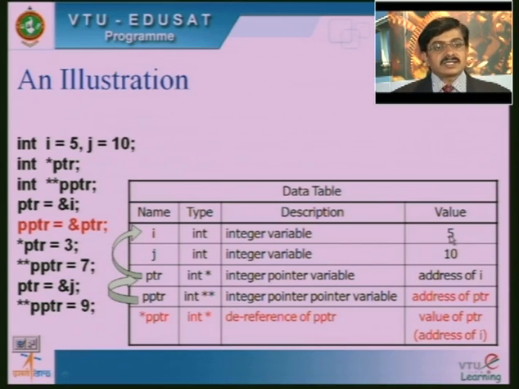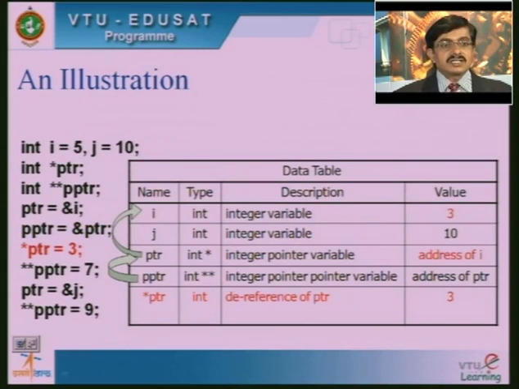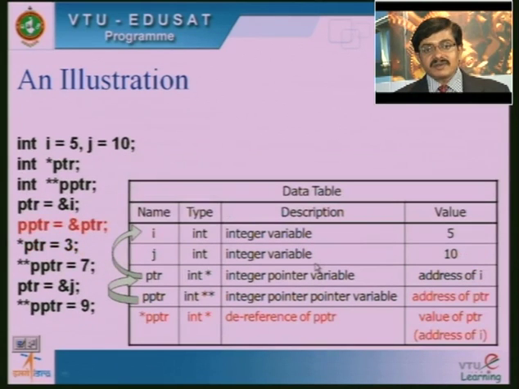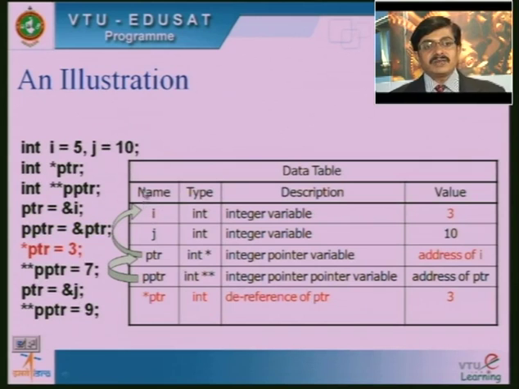Next, when I use *ptr = 3, the main meaning of *ptr is the value at address ptr. So, what is the value of ptr? The ptr value is the address of i. So, when I use *ptr = 3, the previous value of i was 5. You can see that the previous value of i was 5. Now, it has been changed with the new statement *ptr = 3.